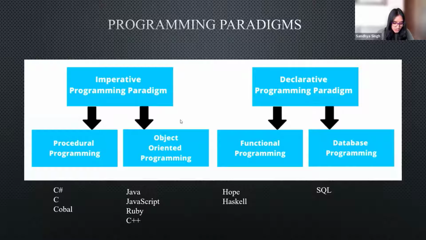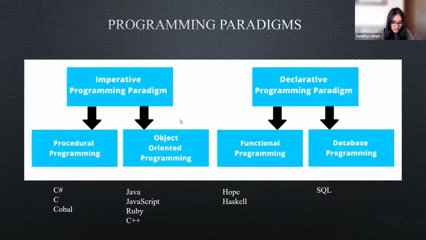Then we're moving on to declarative programming, which describes a problem rather than the solution, like database programming. An example there is SQL. Then we have functional programming, which is not used very often now. It's somewhat declarative. They use pure functions to avoid state changes, and the output is very much dependent on the input. Examples of this would be Hope and Haskell.